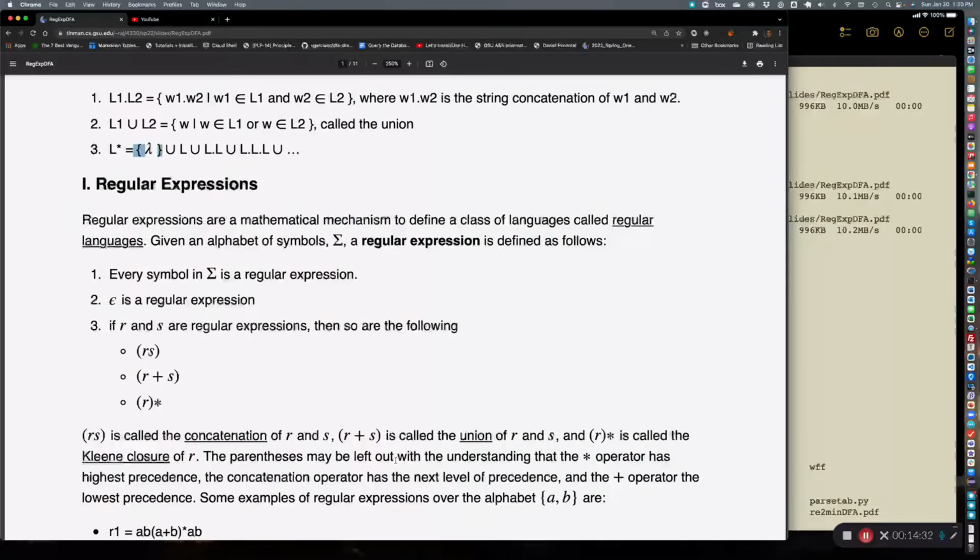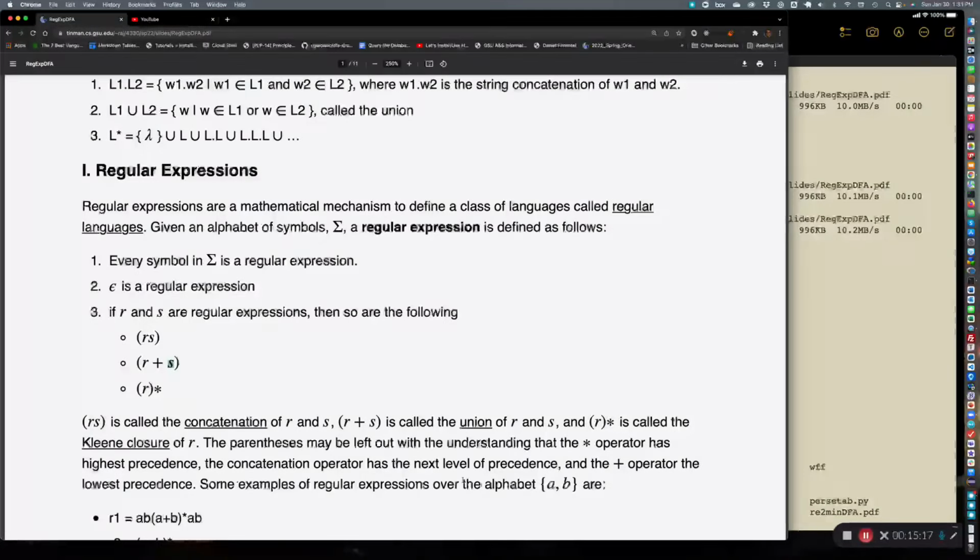The parentheses may be left out, with the understanding that the star operator has the highest precedence. The concatenation operation has the next precedence, the RS, and the plus has the lowest precedence. So there are three operators here, the concatenation, the plus, and the star, and these are arranged in three levels of precedence, very much like multiplication, addition, and I guess the third one was exponentiation in mathematics. So star is the highest, concatenation is next, and then the plus is the lowest.